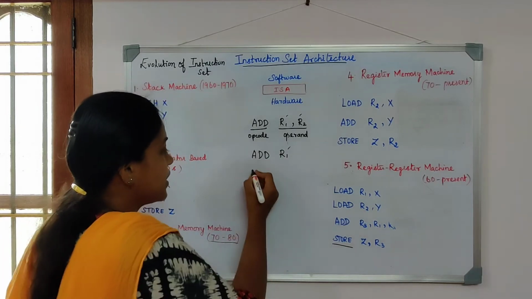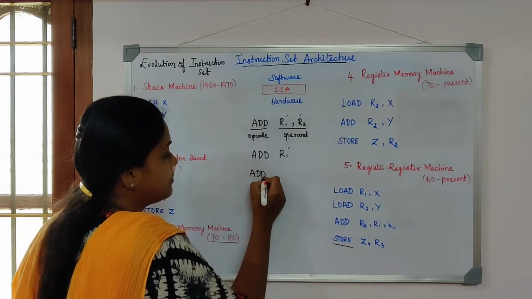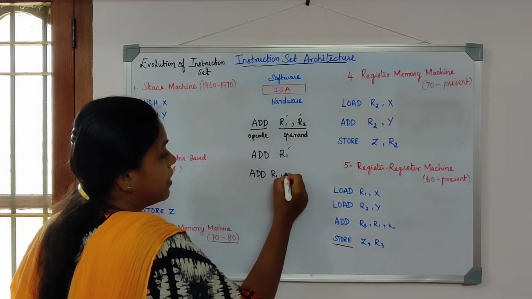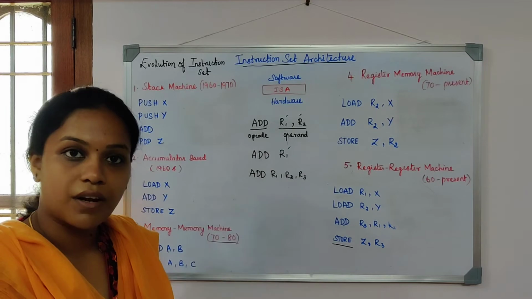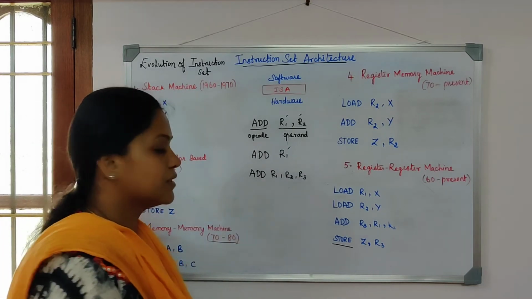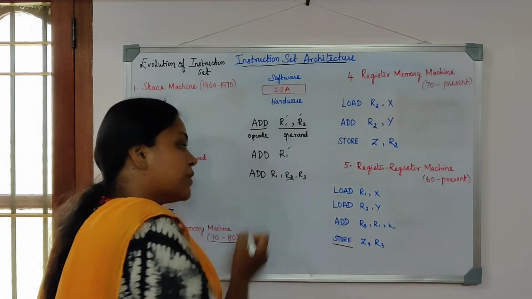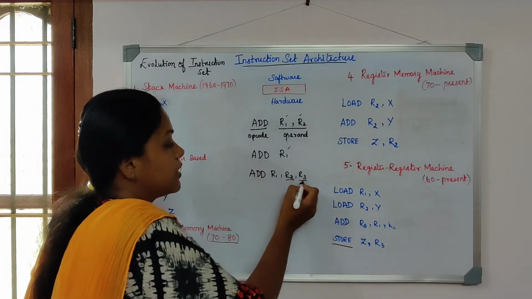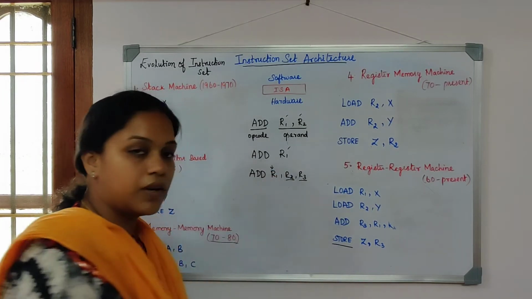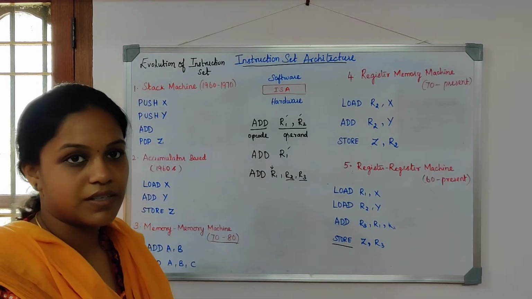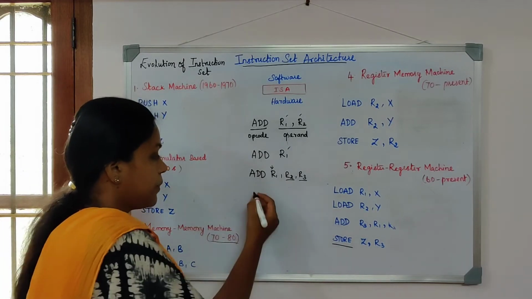The third one is Add R1, R2, R3. This is a 3 operand instruction. What happens in this case is the values present in the registers R2 and R3 are added and placed inside R1. So this is a 3 operand instruction, as simple as that.